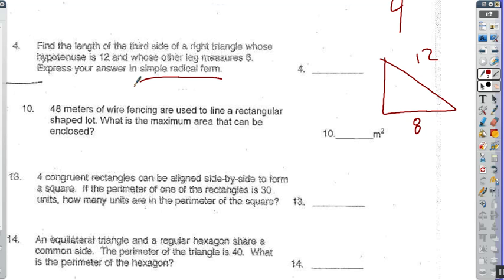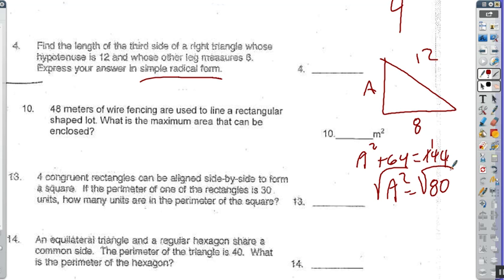the Pythagorean theorem. So we have a squared, we'll call this a, plus 64 is equal to 144, which is 12 squared. So a squared is equal to 80, right? So square root.